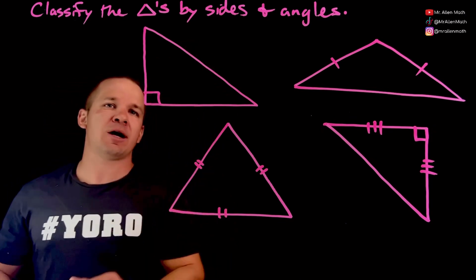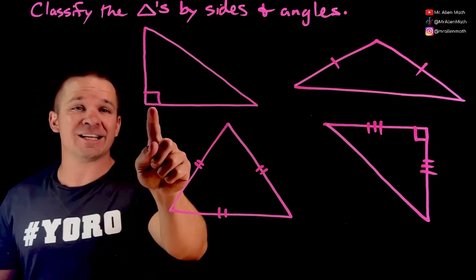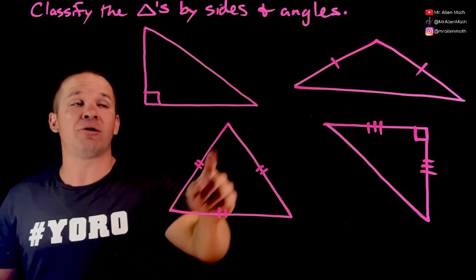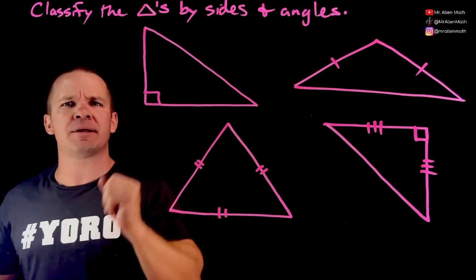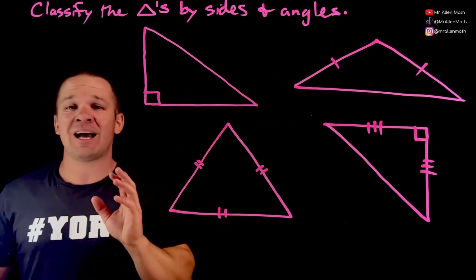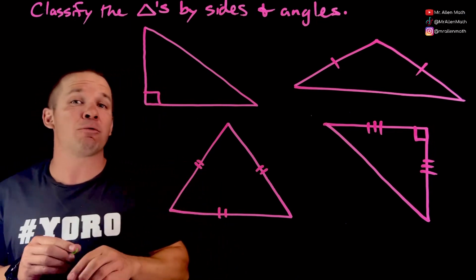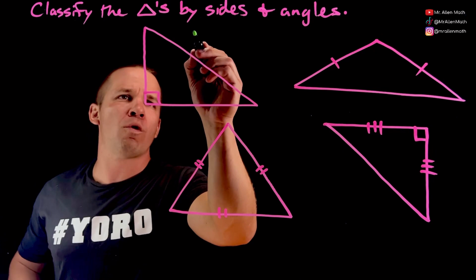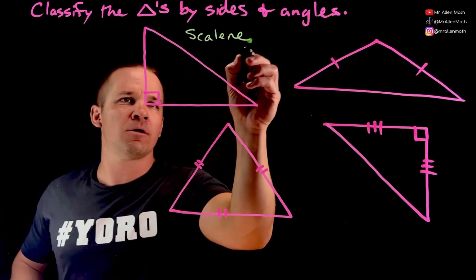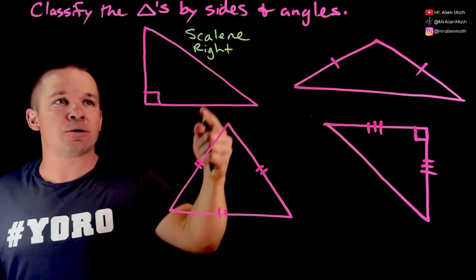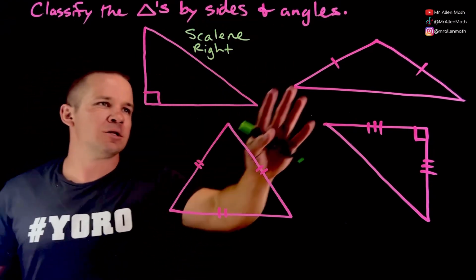So let's look at this first one right here. I only have one marking. It's this guy right here, which says that it's a right angle. So I know this is a right triangle. That'd be classifying it by angles. But what about the sides? I don't have any markings on any of my sides, so I can't assume anything's congruent. So we're going to go ahead and say that this thing is a right scalene, or scalene right. Okay, so scalene and right. So scalene is by sides, right is by angles. Lovely.